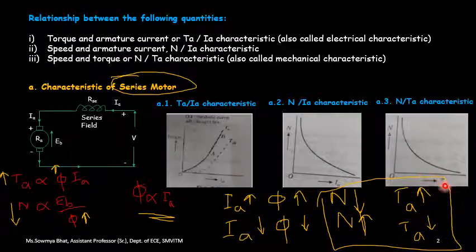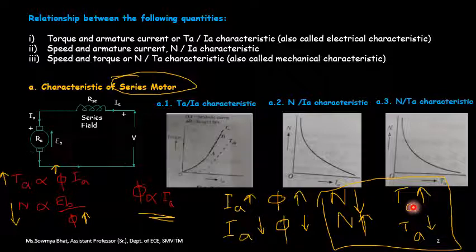As the armature torque goes on increasing, the speed has reduced. So initially it was at a very high speed and later gradually it has declined. So both are in inverse proportionality with each other.